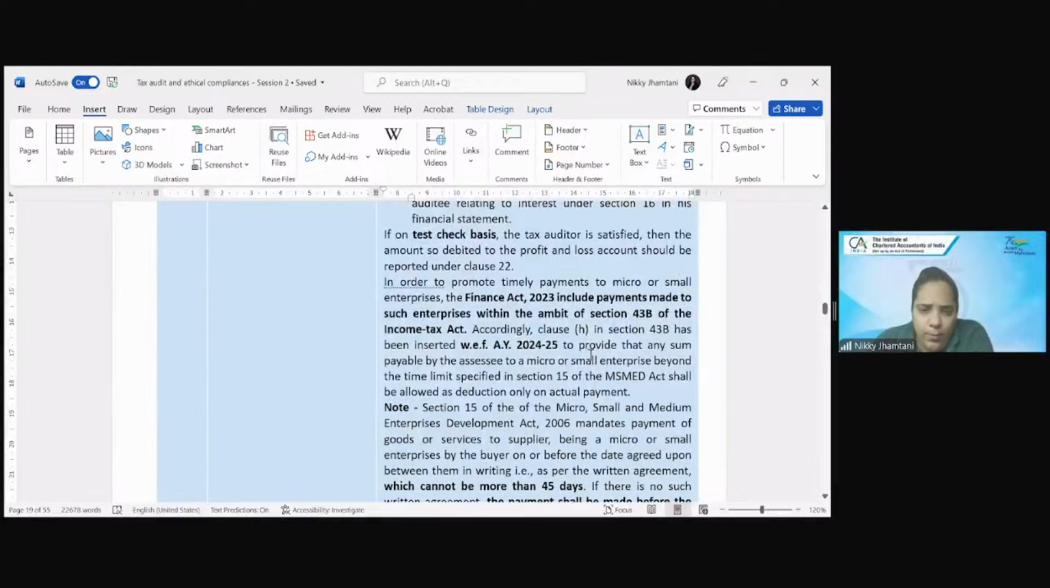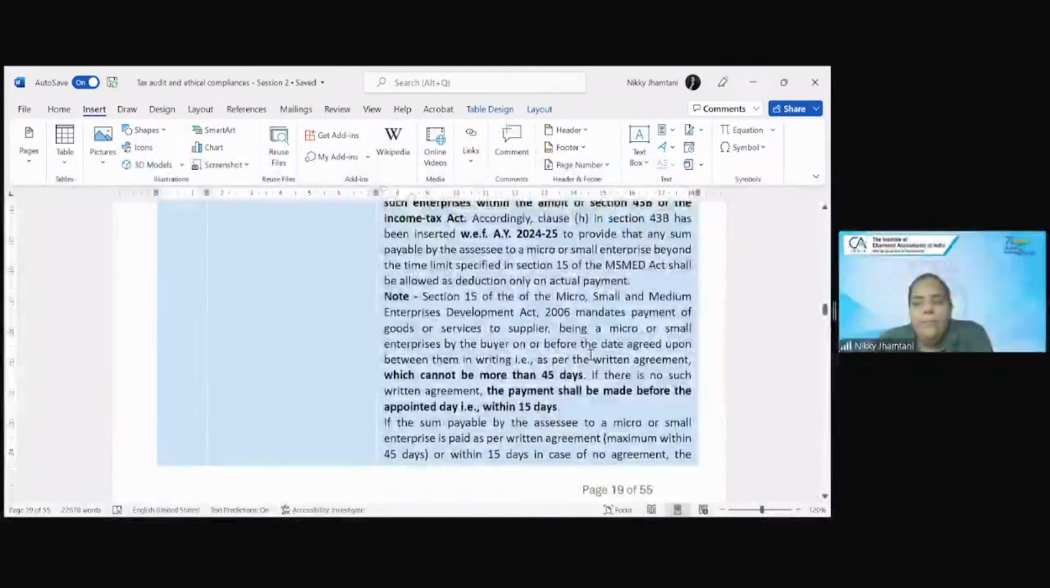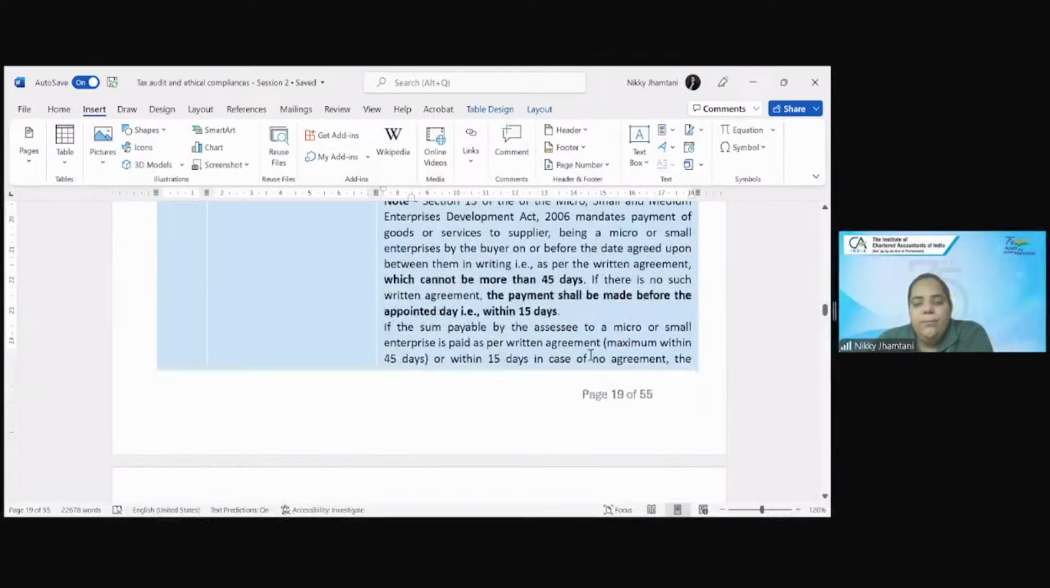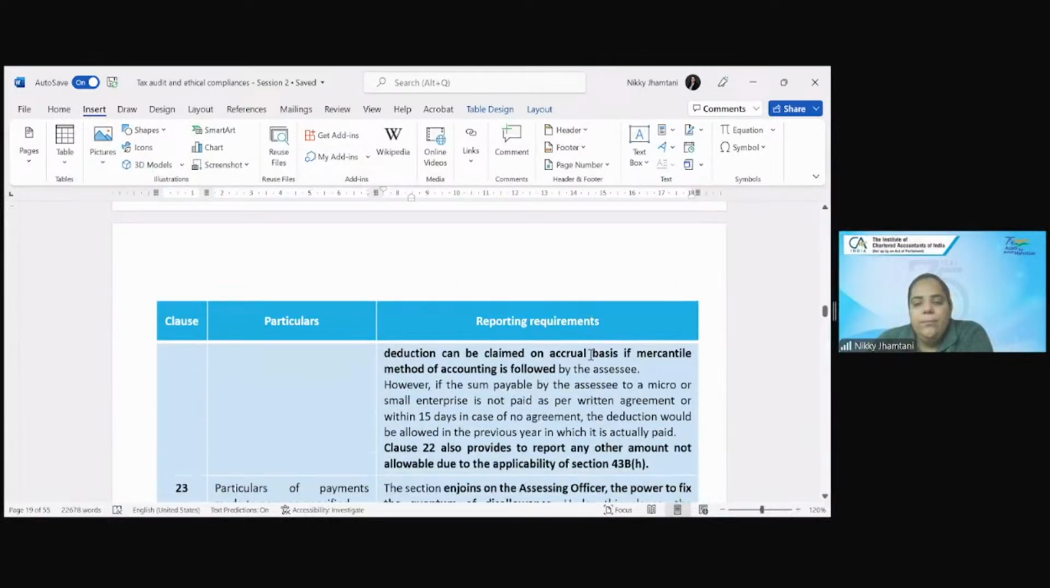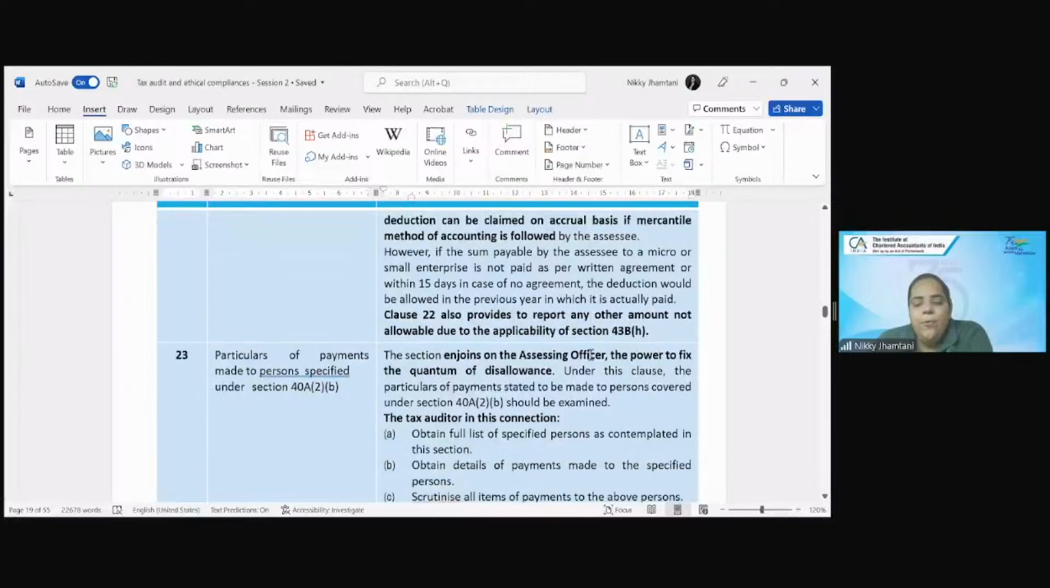In order to promote timely payments to MSMEs, the Finance Act 2023 included payments made to such enterprises within the ambit of 43B. Accordingly, Clause (h) in Section 43B has been inserted with effect from AY 24-25. Okay.